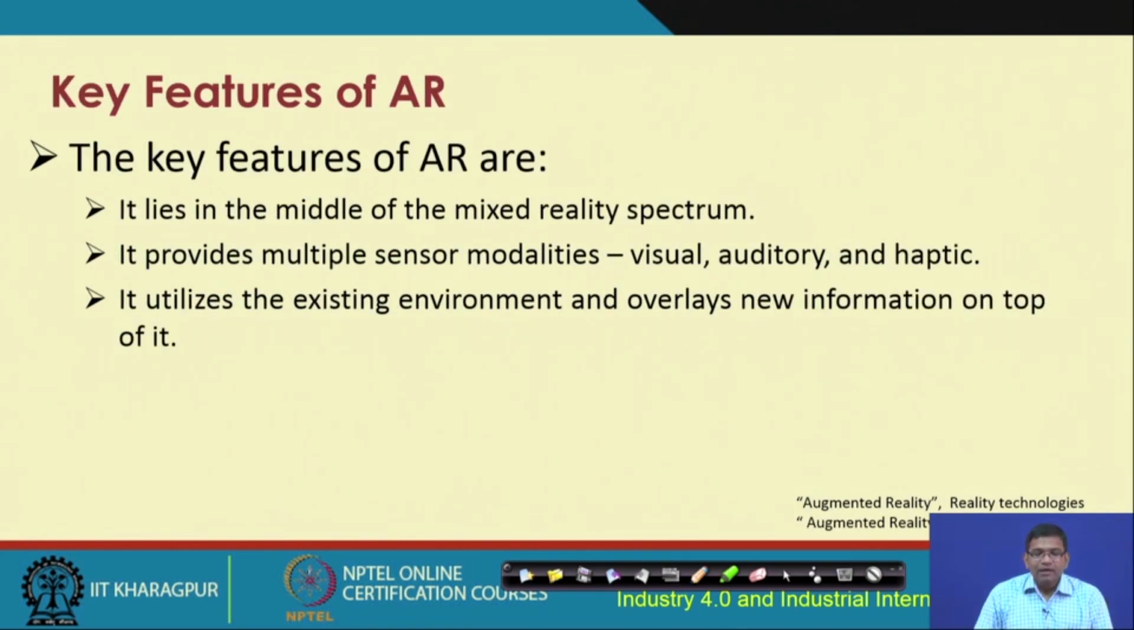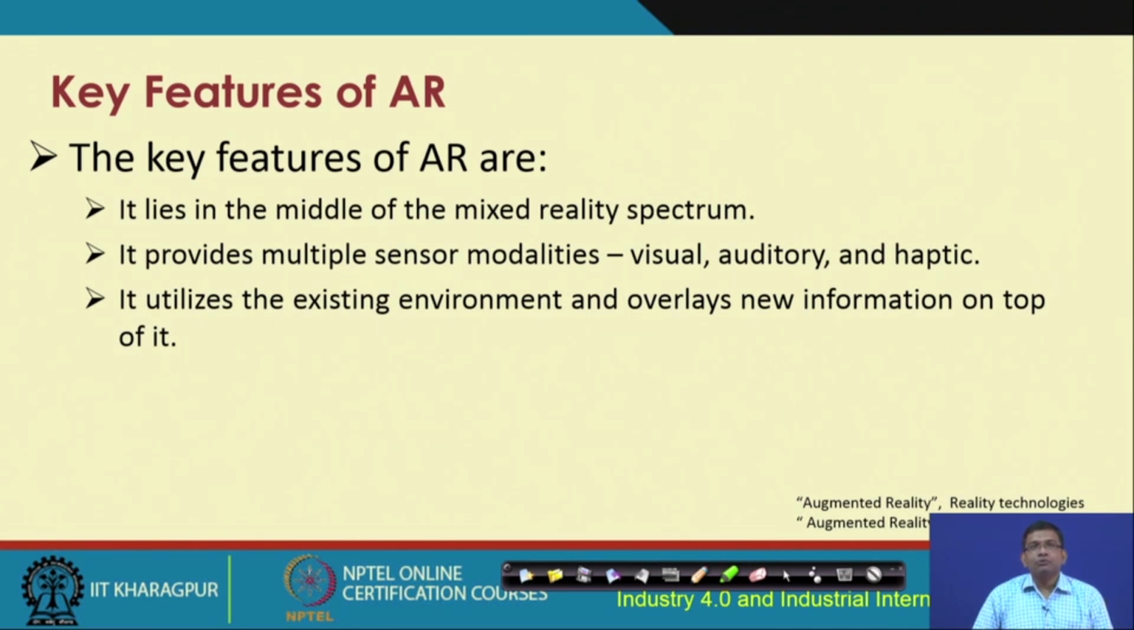Some of the key features of AR: it lies in the middle of the mixed reality spectrum. We are talking about different types of reality: augmented reality, virtual reality, no reality at all, a completely physical environment, and a completely immersed kind of environment. AR is some kind of mixed reality environment. It provides multiple sensor modalities which can be visual, auditory or haptic. Haptic means what?